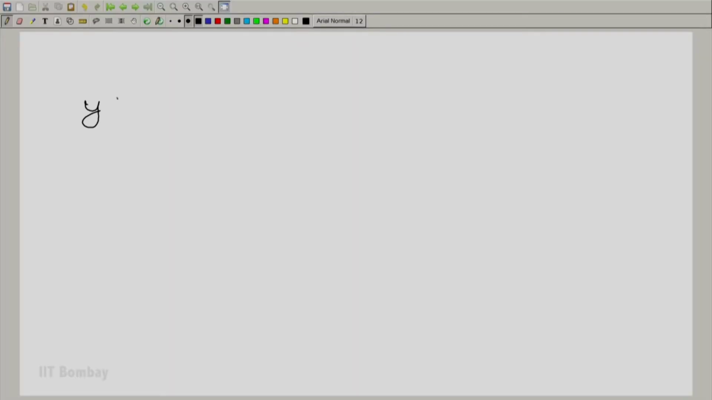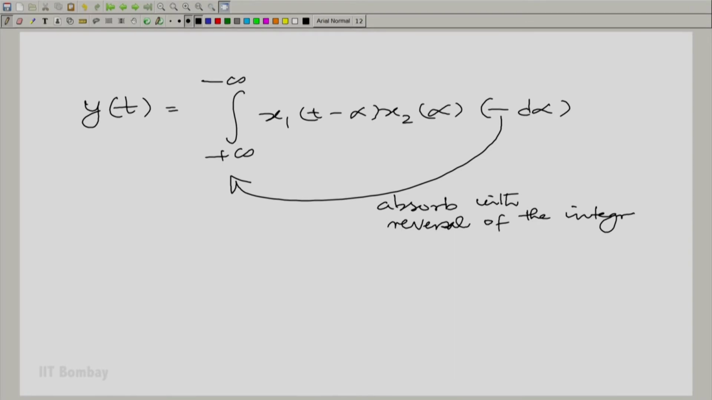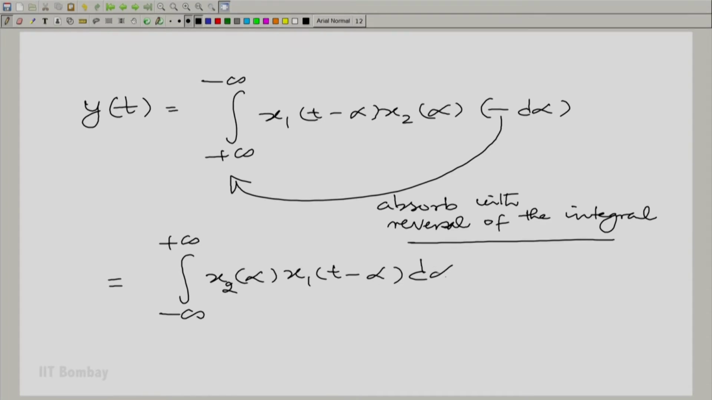So, let us write down the integral first. y(t) is the integral from plus infinity to minus infinity of x1(t minus alpha) x2(alpha) times minus d alpha, but now you can take the minus sign and absorb it with the reversal of the integral limits, which makes it minus to plus infinity of x2(alpha) x1(t minus alpha) d alpha, and that is the same as x2 convolved with x1 evaluated at that specific t.